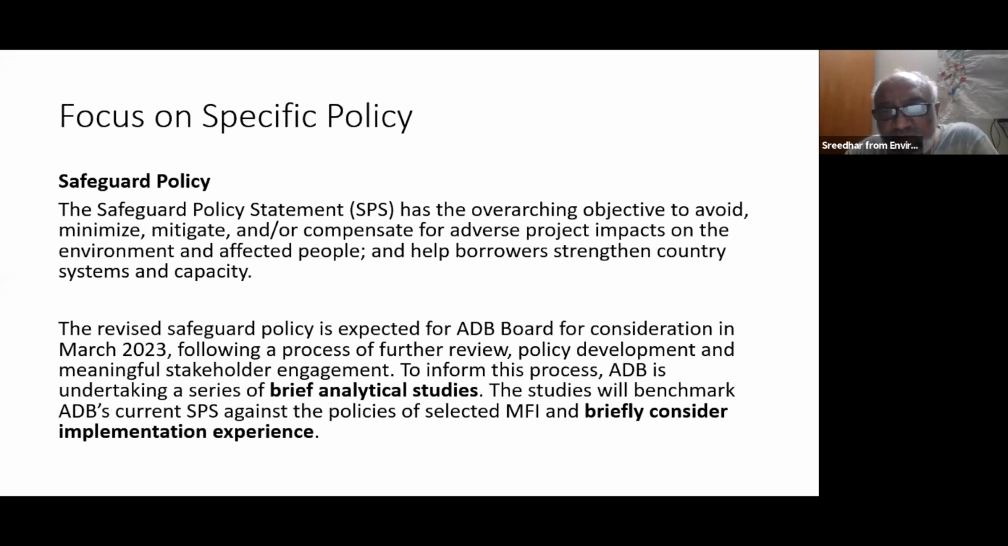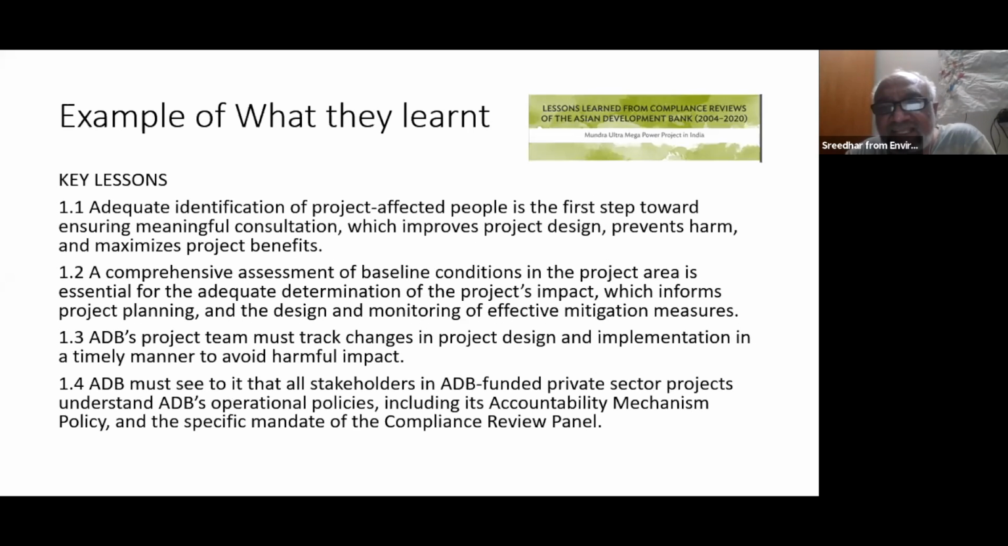Similarly, if you look at what briefly consider implementation experience means, if you look at the lessons learned from compliance review, it says that between 2004 and 2020 it has learnt about the Mundra project. One is adequate identification of project affected people in the first step, and comprehensive assessment of baseline and its impact. The ADB's team must track project design and implementation, and it must see that all stakeholders in private sector projects understand operational policies. So these are something very basic that should have been done right at the inception.